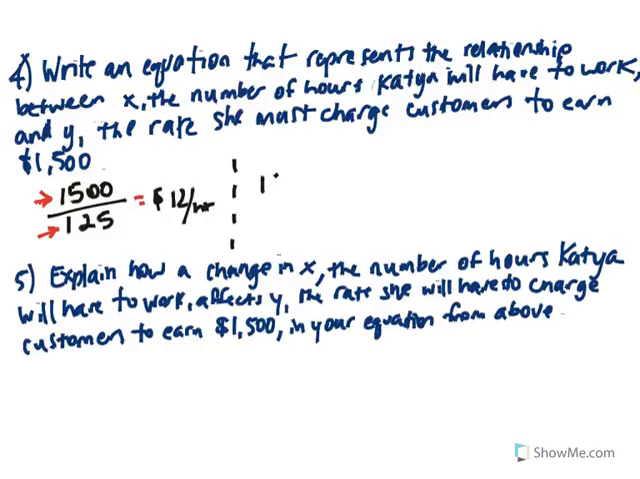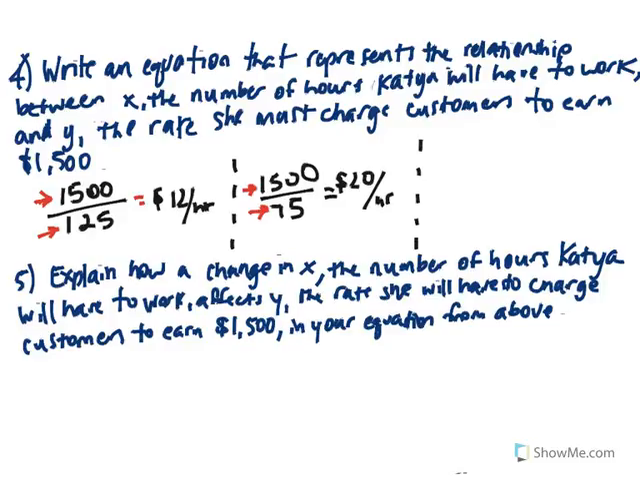Now she was only able to work 75 hours, but she still needed to make $1,500. So she had to make $1,500 in 75 hours, and her hourly rate changed. It went up to $20 per hour.